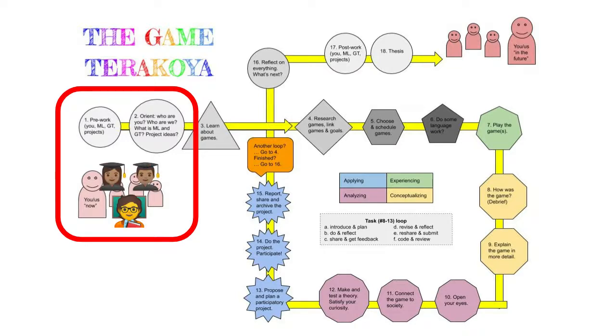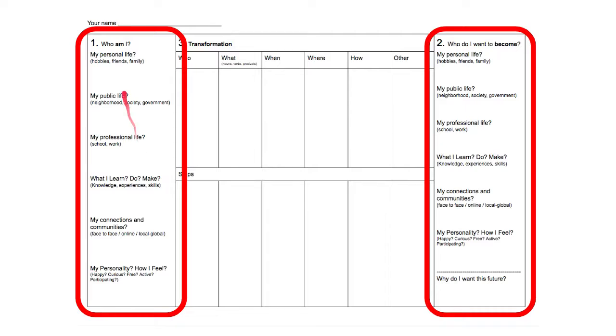So again, this dialogic space where I ask students to brainstorm who they are and also who they want to become, in three months or six months or six years or ten years, whatever, in their life. So asking them to brainstorm things about their personal life, their public life, professional life. What do they learn? What do they know? Their connections in communities and their personality. Are they happy? Are they curious? And then taking those same questions and seeing who they want to be in the future. So again, those ideas of what, how, why, and who. This is all really about the who. And then why do they want this future?